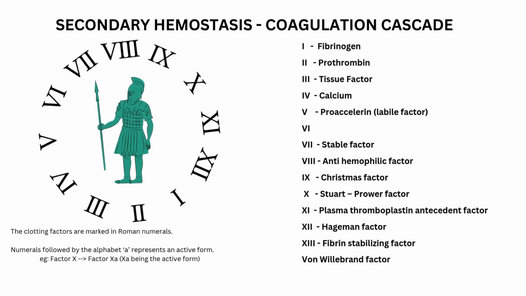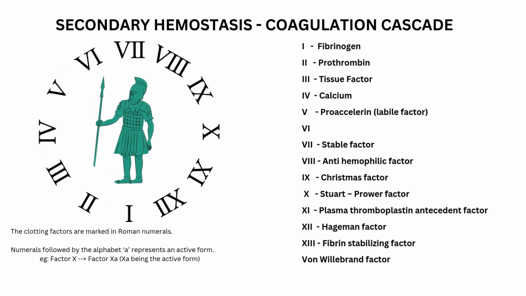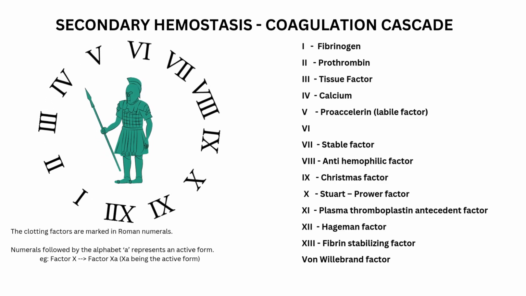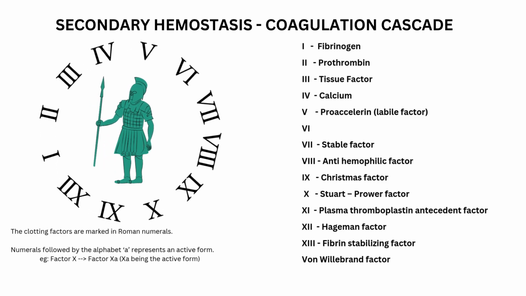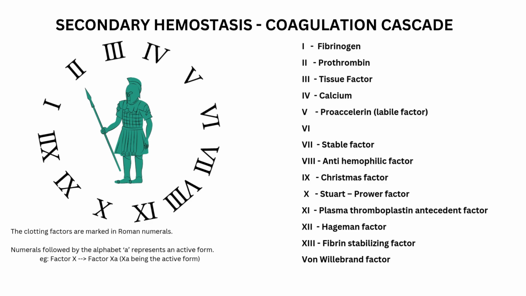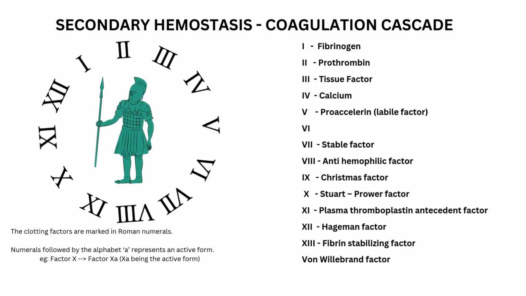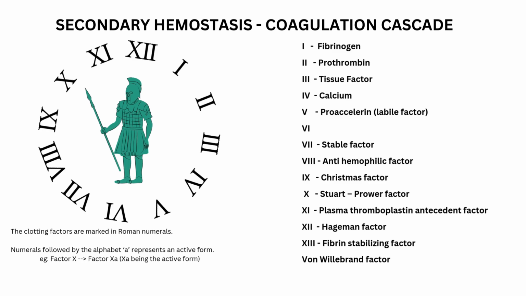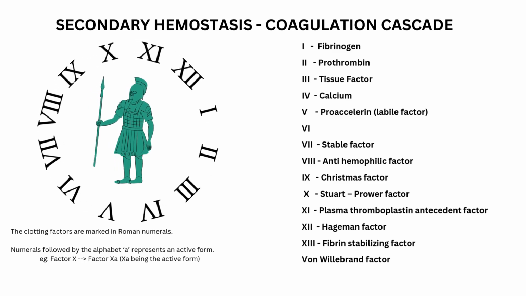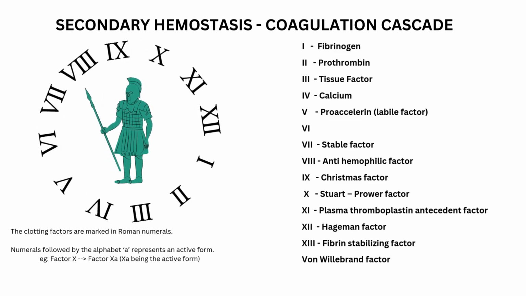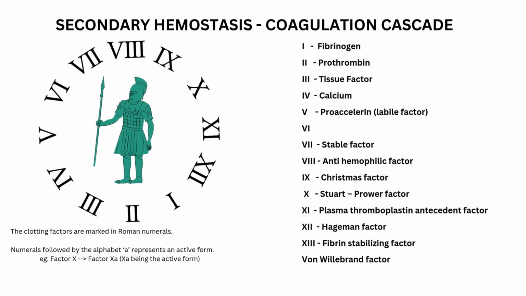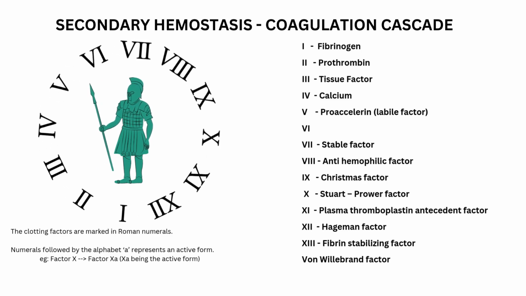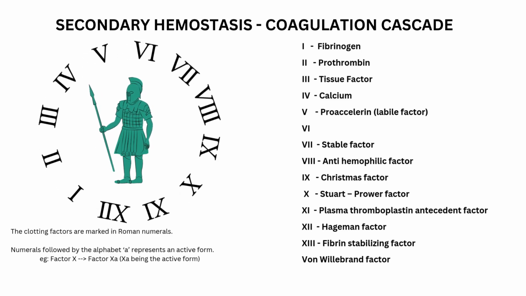9 is Christmas factor, factor 10 is called the Stuart-Prower factor, factor 11 is called plasma thromboplastin antecedent factor, factor 12 is called the Hageman factor, factor 13 is the fibrin stabilizing factor, apart from the von Willebrand factor that we just saw earlier. All these factors are usually marked in numerals, and numerals are usually followed by an alphabet A that indicates that it is in an active form.